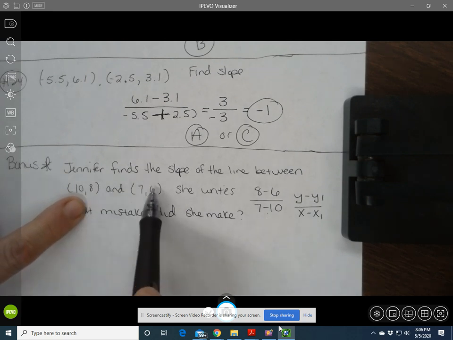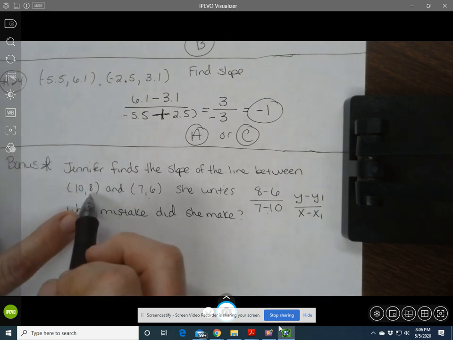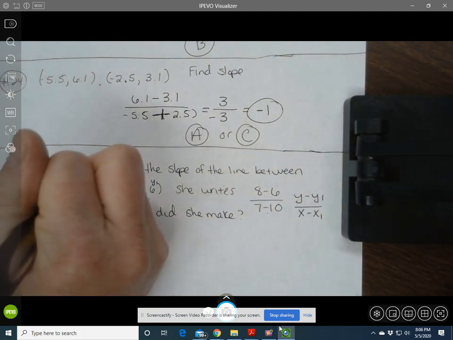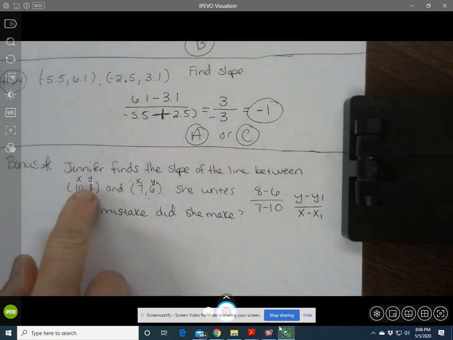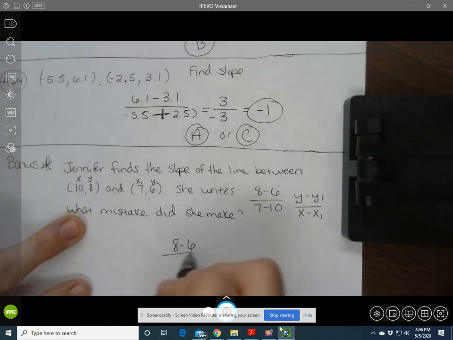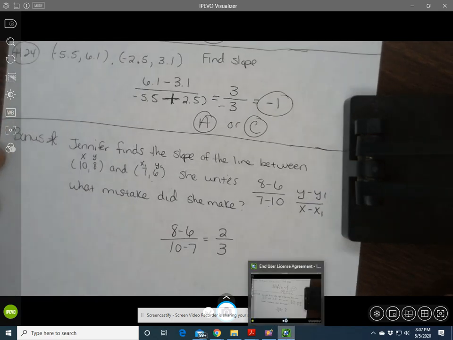But she said 8 minus 6, and then she said 7 minus 10. If you choose to go with this coordinate first, this is now your y, and that's your y1, and that's your x and your x1. You have to do them in the same order. So make sure if you say 8 minus 6, you would have to say 10 minus 7. So the correct way to write this would be 8 minus 6 over 10 minus 7, and then work that out. 8 minus 6 is 2, and 10 minus 7 is 3. So the answer to that slope is 2 over 3. And you could always check that if you were to graph it as well. So that's just a little bonus one in case they word them like that.